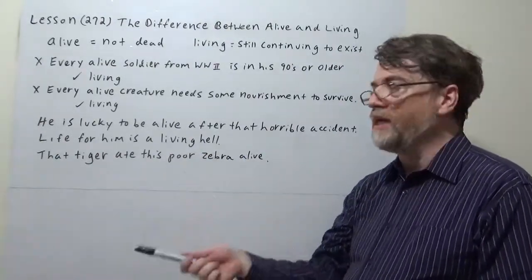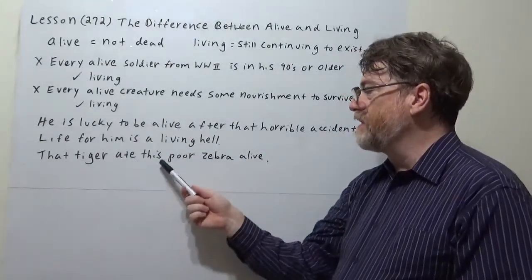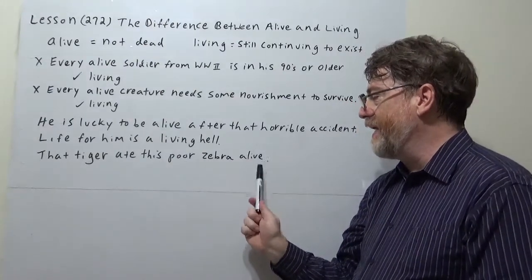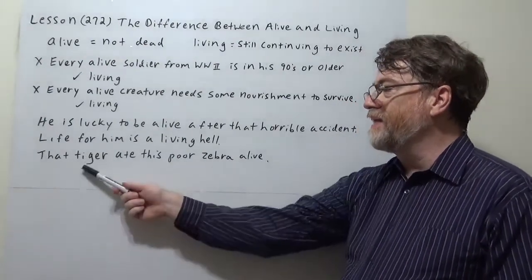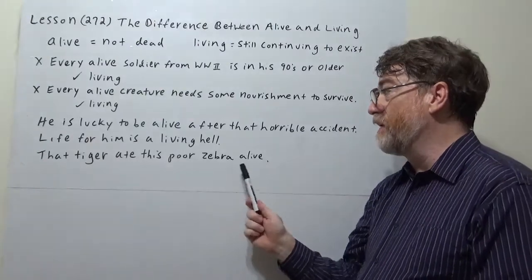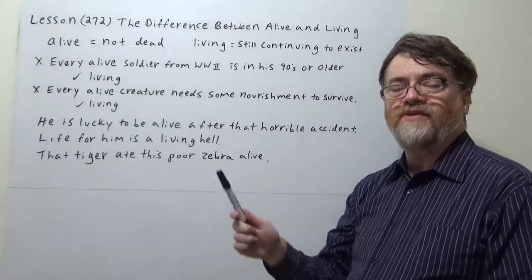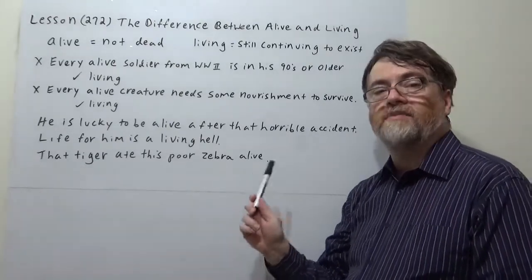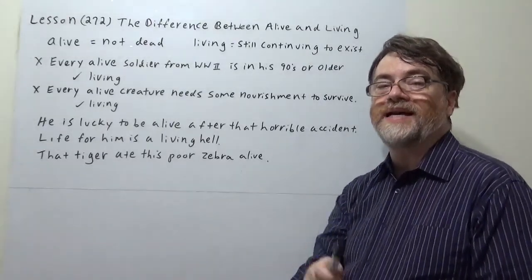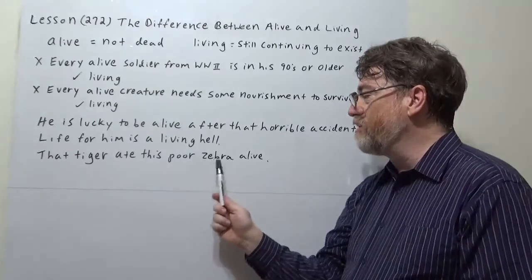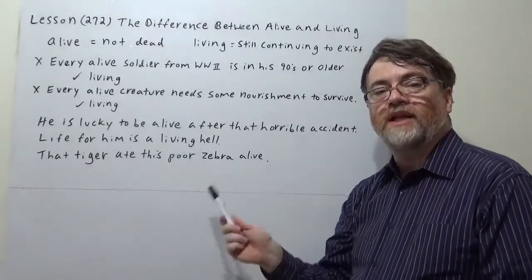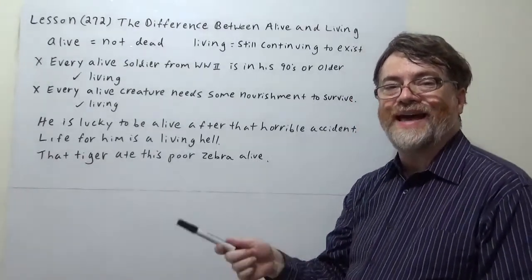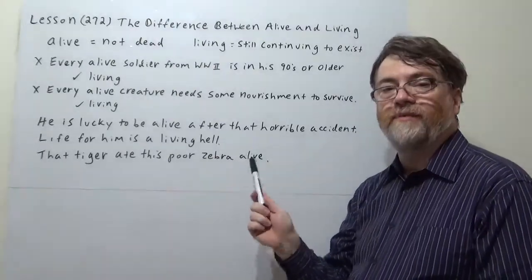All right, let's look at the last one here. That tiger ate this poor zebra alive. You would not say that tiger ate this poor zebra living. Alive here, you want to emphasize that at the moment or the time the tiger was eating him, the zebra was not dead yet. So he ate the poor zebra alive. So you really want to emphasize not dead at that moment. So alive is better here.